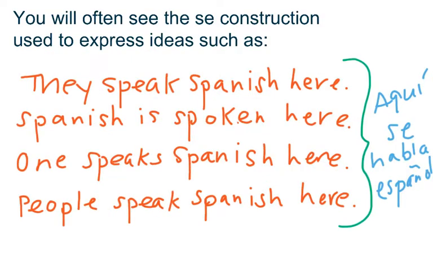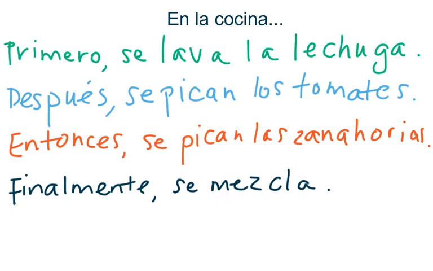Okay. Some other possible examples of this, you'll often see the se construction used to express ideas such as, they speak Spanish here, Spanish is spoken here, one speaks Spanish here, or people speak Spanish here. These are all ways of trying to translate the phrase, aquí se habla español. You may have seen that in a window of a restaurant or something along those lines. So for our purposes, en la cocina, talking about kitchen stuff, this is common for recipes or giving instructions about how to cook something.